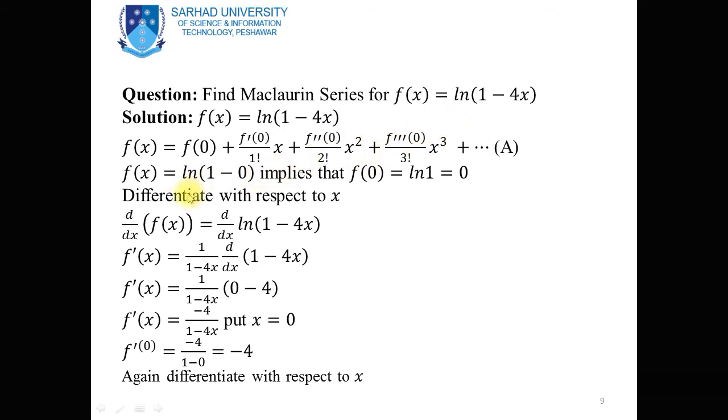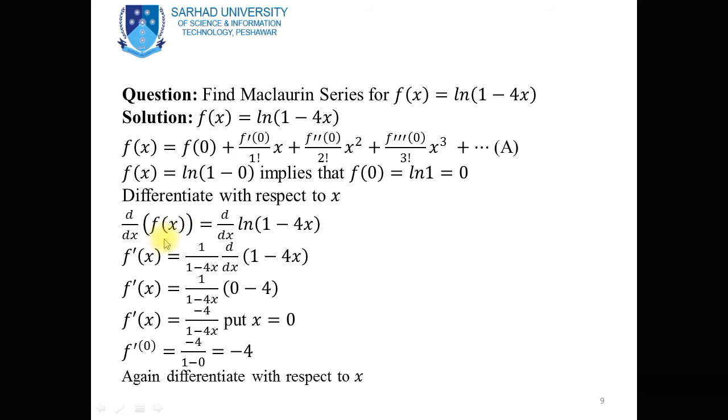So first of all, putting x equal to 0 in the given function to calculate f of 0. So this is f of 0. So putting x equal to 0, we obtain log 1, and the log 1 value is 0. So this is the function value at x equal to 0, which is equal to 0.